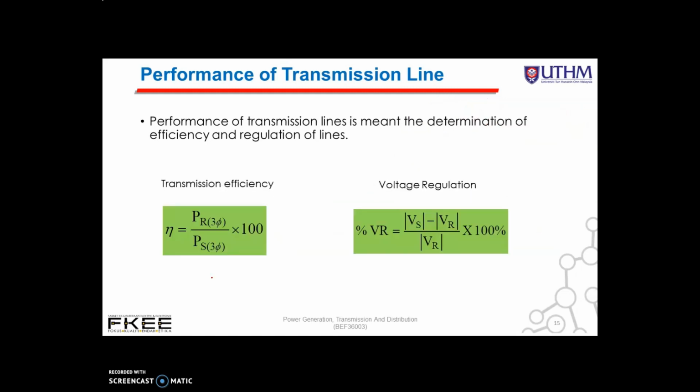Performance of transmission lines means the determination of the efficiency and also the regulation of lines. In order to evaluate the performance of the transmission line, we have to consider, first, the transmission efficiency, and second, the voltage regulation. The transmission efficiency is PR three-phase over PS three-phase times 100%.